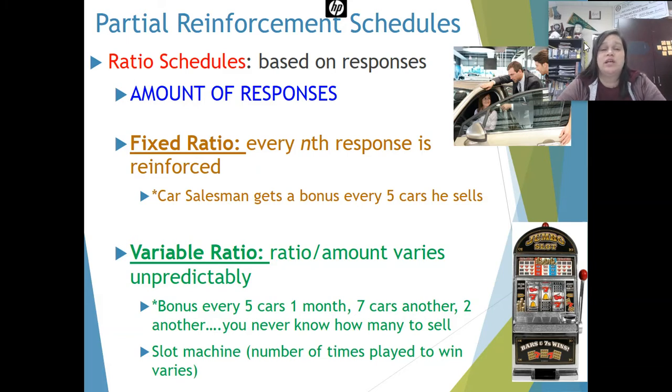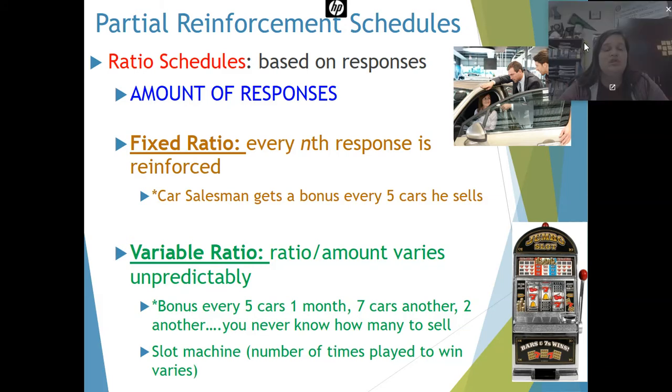So on ratio schedules, the reinforcement is based on the number of responses. So for example, with a fixed ratio, you're going to reward every blank response. So for example, if a car salesman gets a bonus for every 5 cars he sells, that's a fixed ratio. He sells 5 cars, bonus. 5 more cars, bonus. So we get rewarded the same.